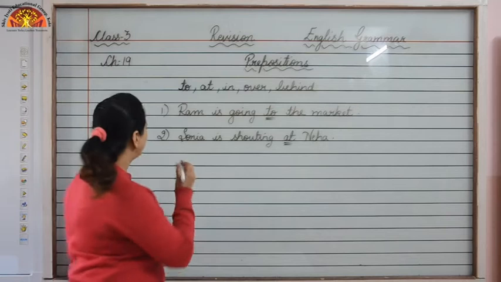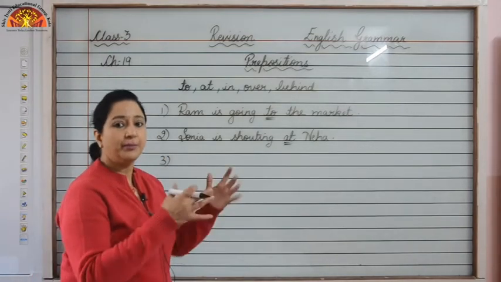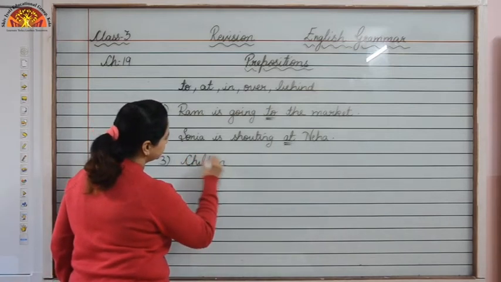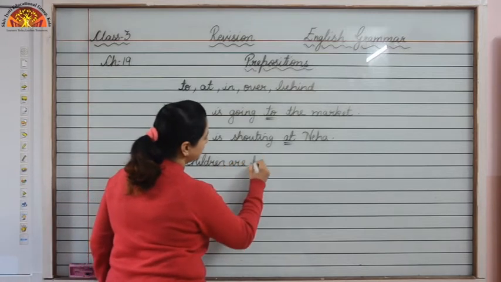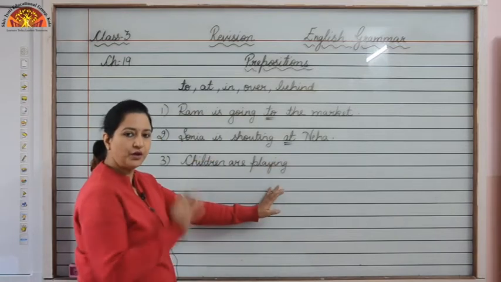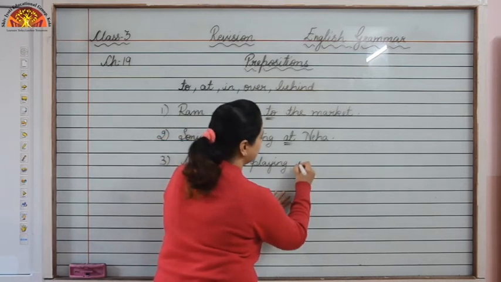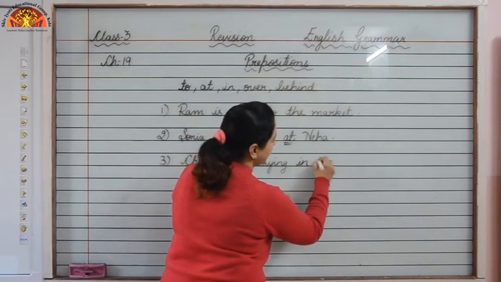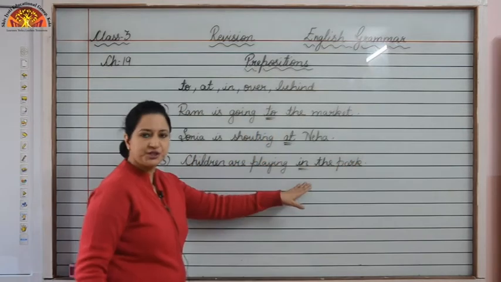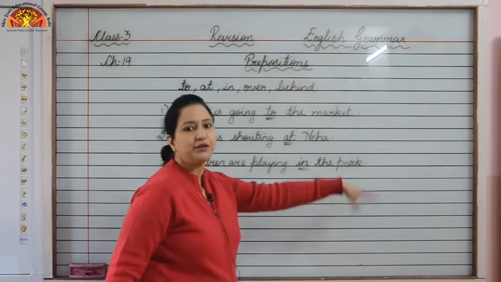Now one more example. Children are playing in the park. Children are playing, we all know that they are playing, but where are they playing? Children are playing in the park. So here "in" is a preposition because it is telling us where the children are playing.